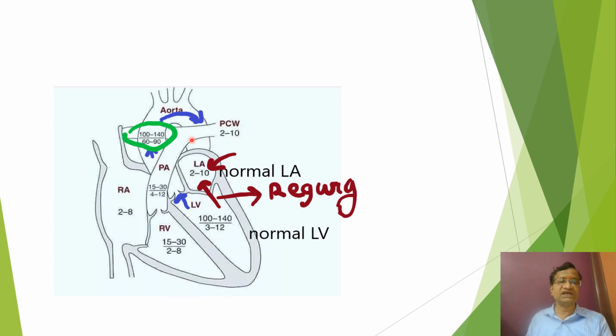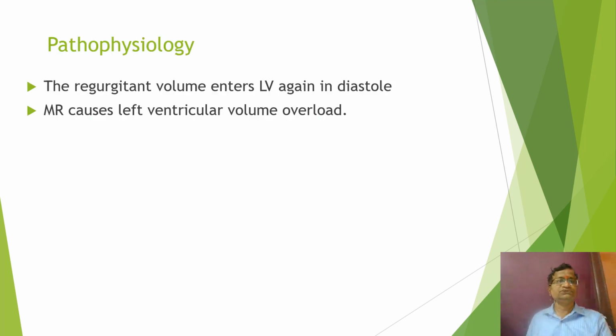So here is a normal LA. Now if you go on with regurgitation, the LA will have a back pressure and the patient will develop acute pulmonary edema. The regurgitant volume enters the LV again. This is more of a chronic problem, even though it happens in acute also.